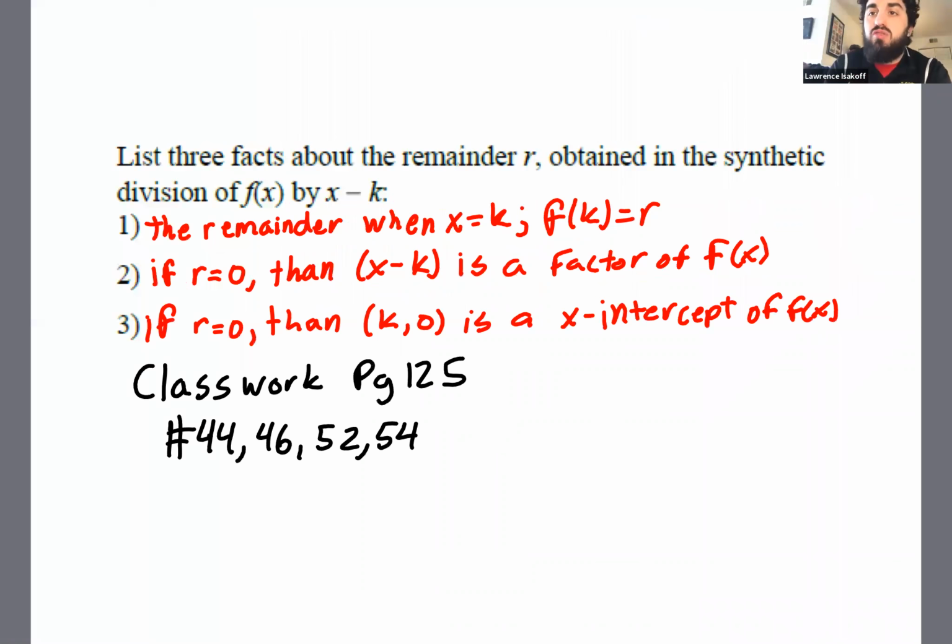So some facts about the remainder when we're using synthetic division. The remainder, when x is equal to k, is the value of f of x. So if the remainder equals 0, then x minus k is a factor of f of x. If the remainder equals 0, then k comma 0 is also an x-intercept.